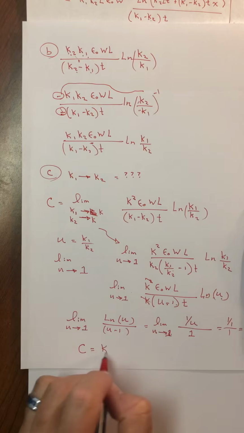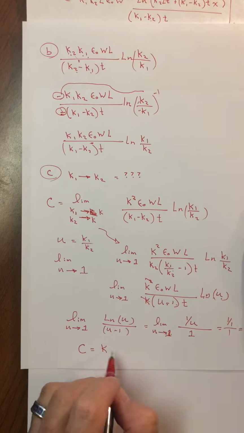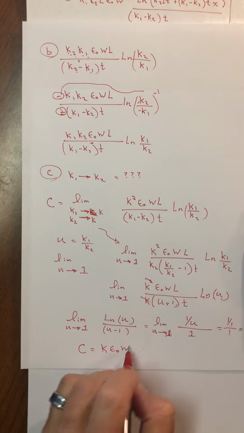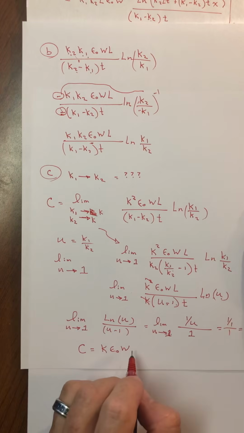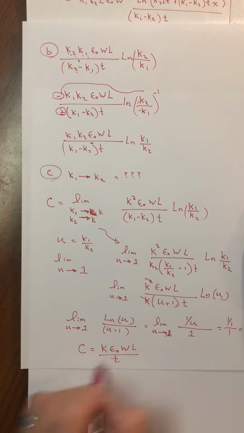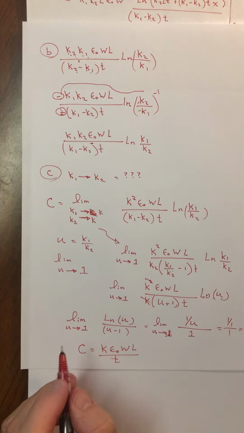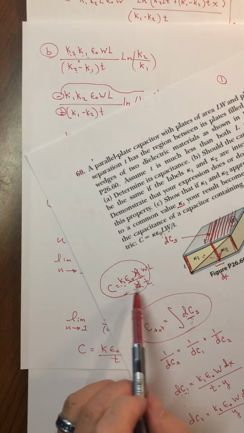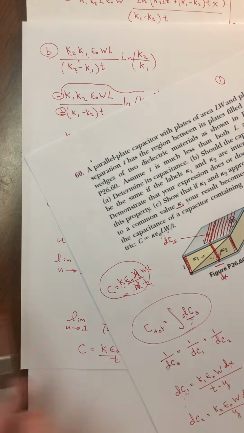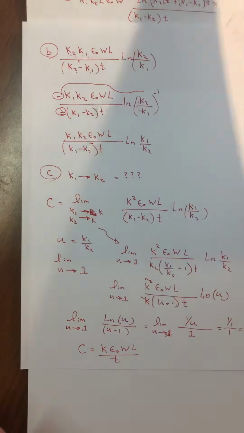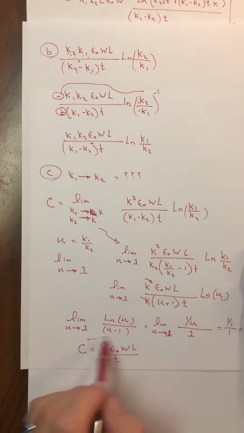And so we're just going to be left with a kappa, an epsilon naught, a w, an l over a t. And that's exactly what we said here. We started to see that we would expect to get this if this was all one material, when kappa 1 and kappa 2 were exactly the same.